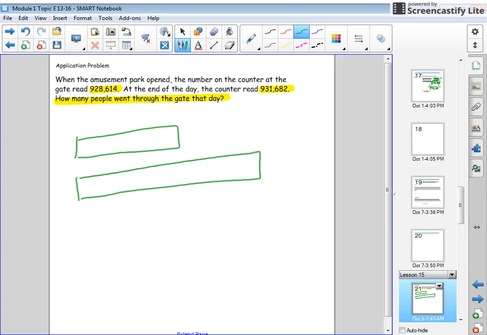So I'm going to use numbers that are rounded so you can go back and add in the actuals when you're working. But at the start of the day, I'd say about 929,000 people had already come in. And at the end of the day, the counter read about 932,000. So what we're looking for is the difference between the end of the day and the beginning of the day. We're going to represent that difference in this space here.